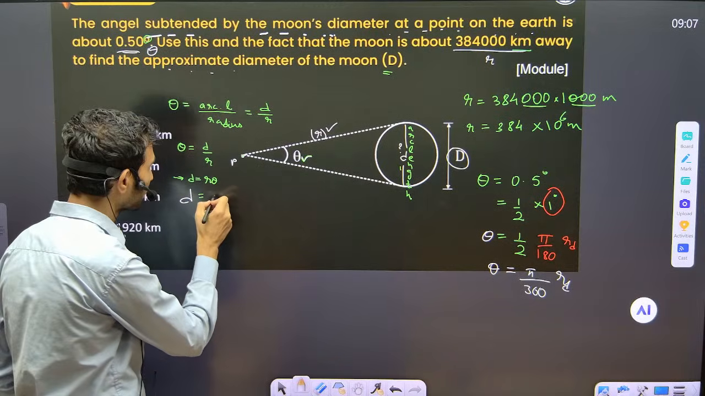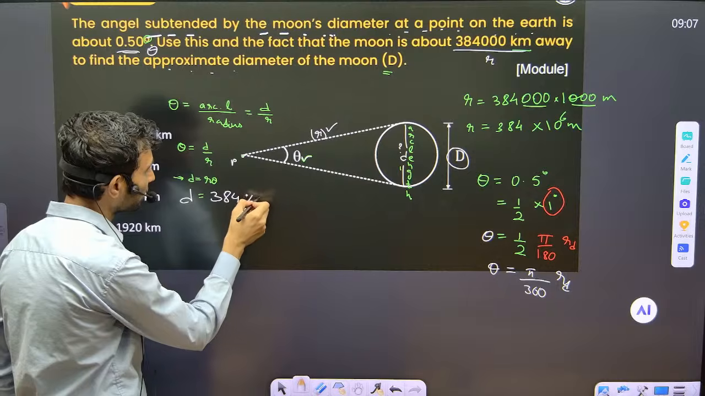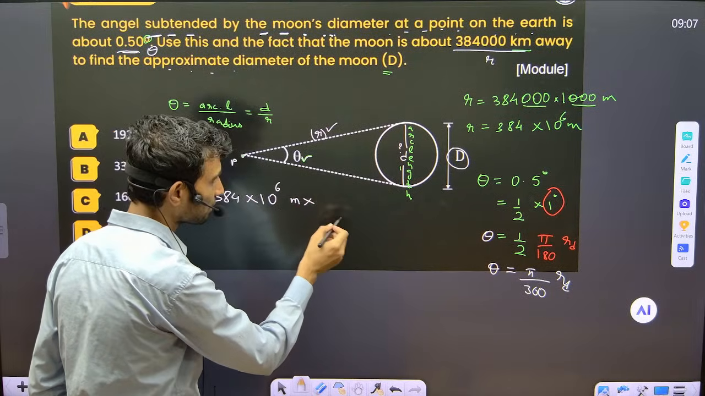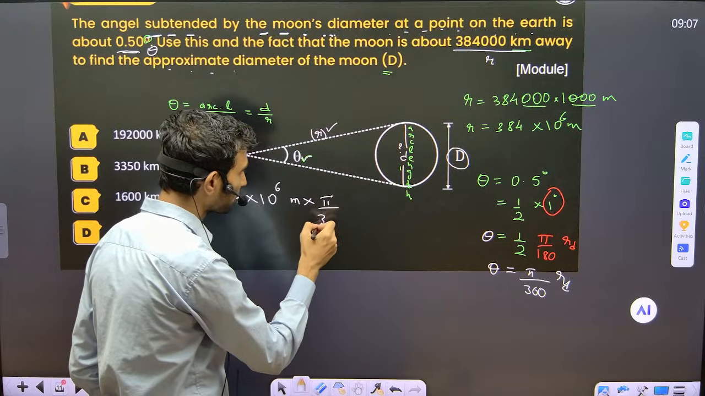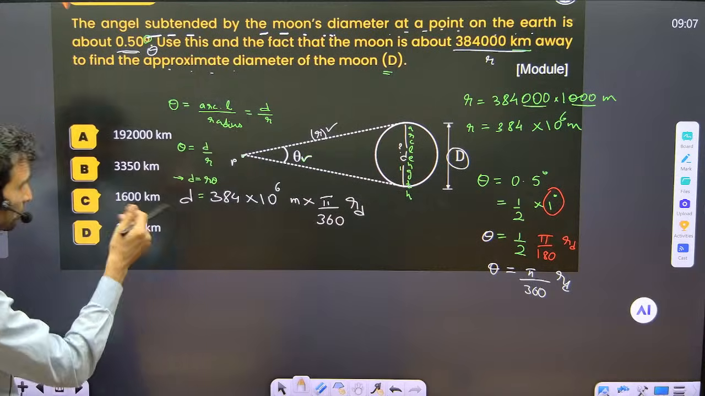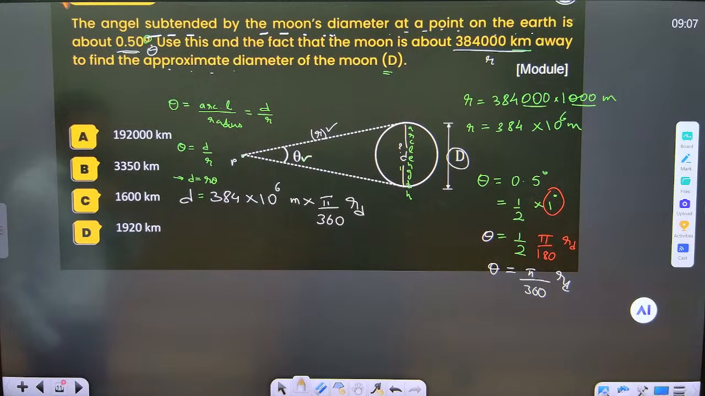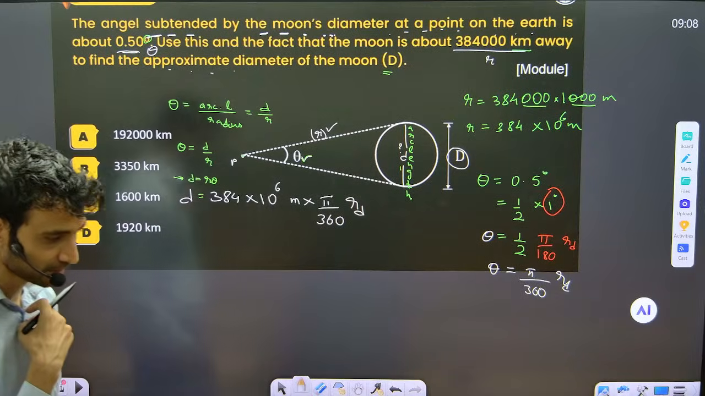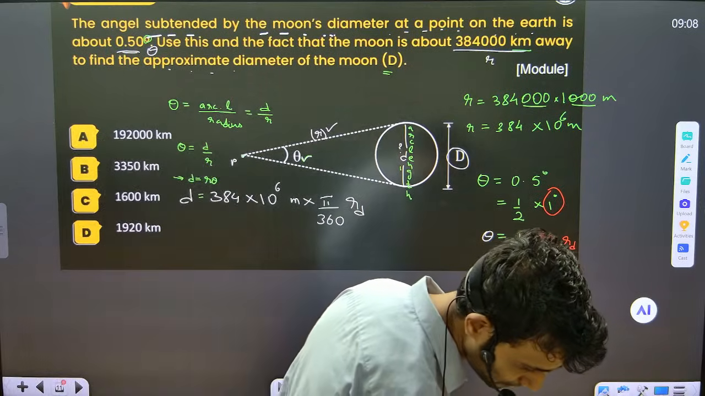So R is how much? 384 into 10 raised to the power 6 meter into theta, which is pi upon 360 radian. And then again you can go ahead and do the actual calculations and get your answer matched with one of these. That's one way to go about it. And the other one is to do the crude calculation, which I told you about yesterday. So that's also something we can do.